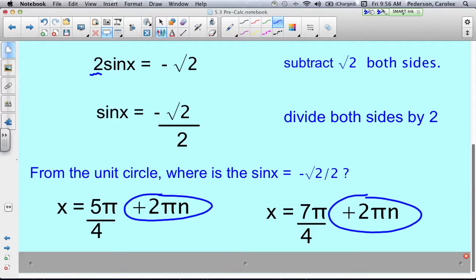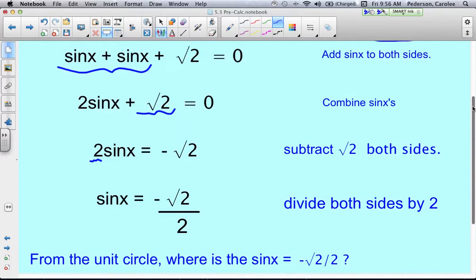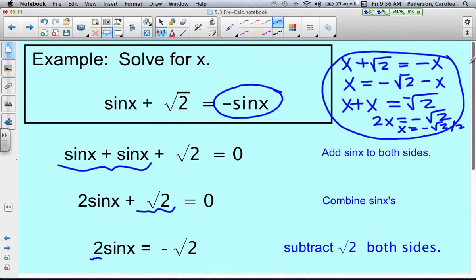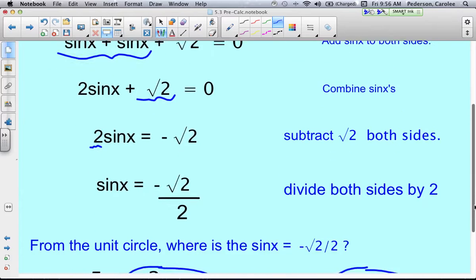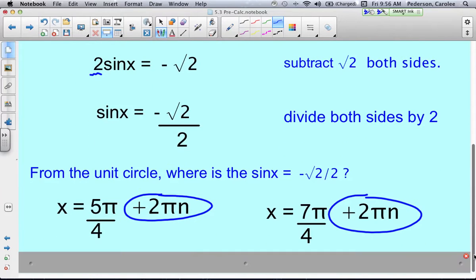If you wanted to verify those truly were solutions, go back into the original question, back up here, and substitute in the angle measure both times, and it should be true. I'm not asking you to do that, but if you wanted to take extra time to see if you got the right answer. But that's what we're going to do today: you're going to be solving equations for x. So that unit circle is going to become very important.